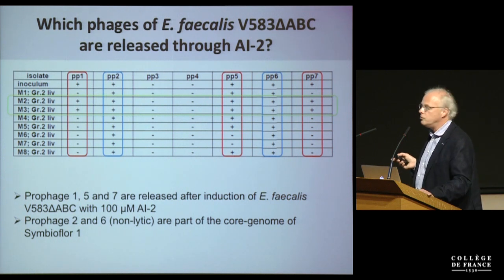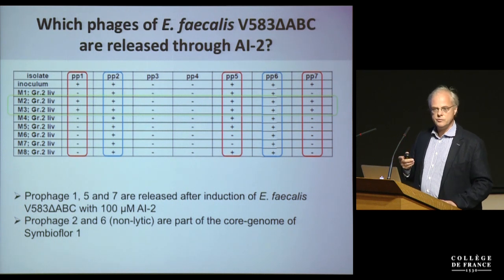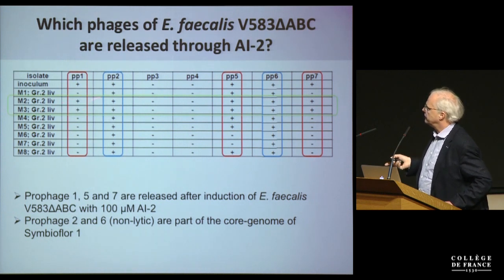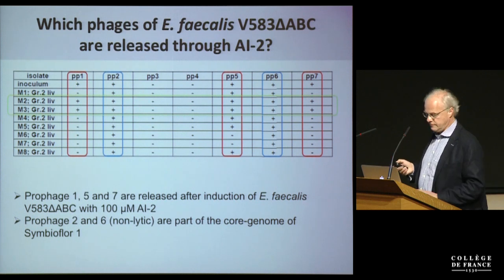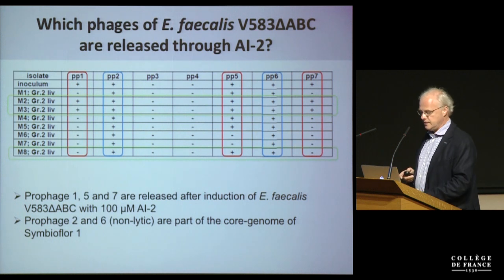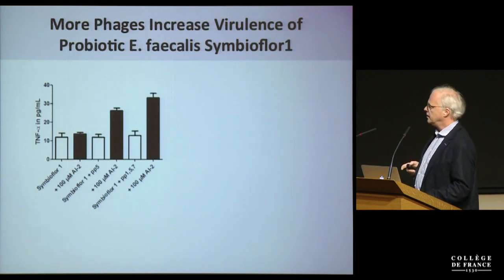1 and 7 are known to be transduced only together. They don't transfer by themselves. 5 can transfer by itself. And here you can see we had a situation where we had all 3 of these, 1, 5, and 7, but we had also several others. Here's one that has only prophage 5 together with 2 and 6, but as I said, these are not mobilizable.